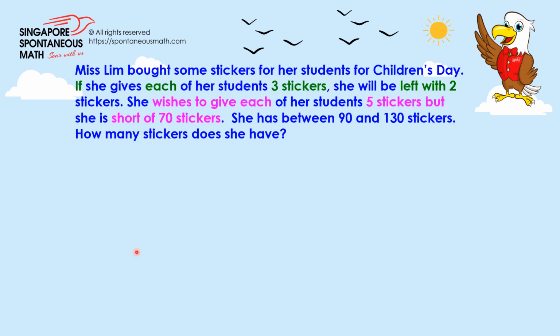Miss Lim bought some stickers for students for Children's Day. If she gives each of her students 3 stickers, she'll be left with 2 stickers. She wishes to give each of her students 5 stickers, but she's short of 70 stickers. She has between 90 and 130 stickers. How many stickers does she have?